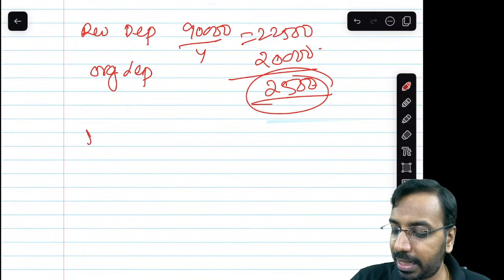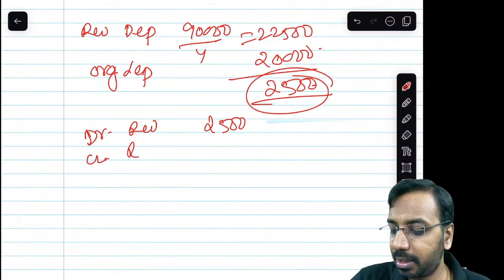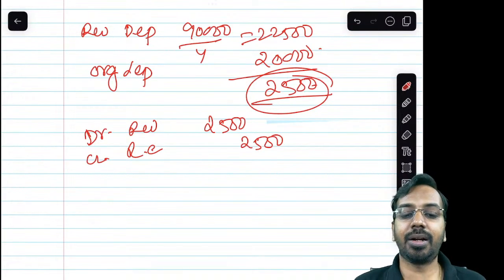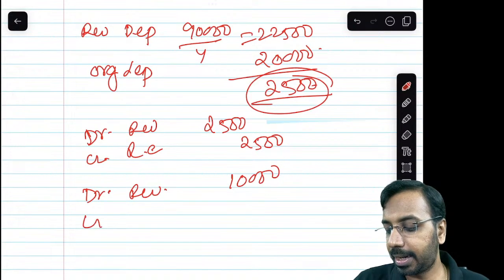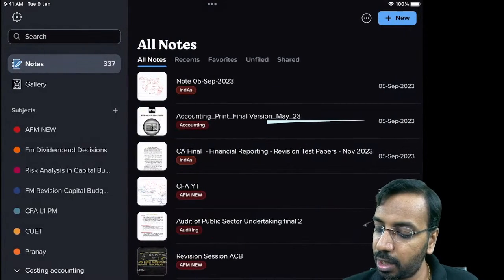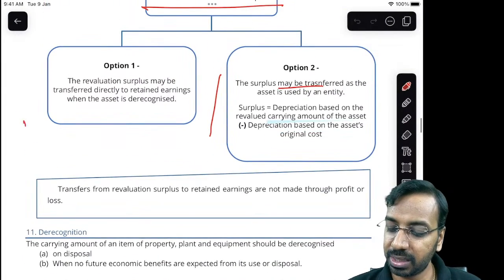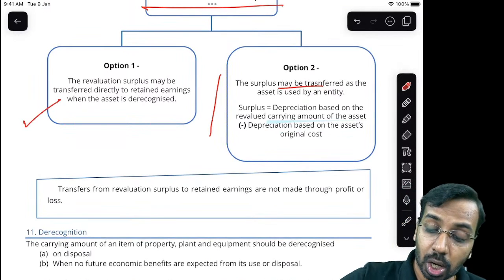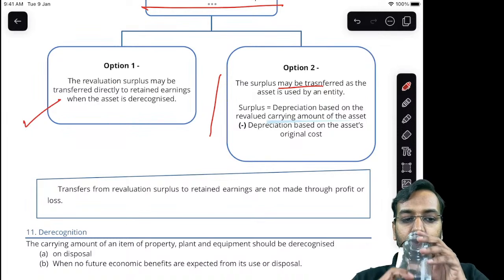Every year you can debit revaluation surplus 2,500 and credit retained earnings 2,500. Or at the end of the life of the asset, you can debit revaluation surplus 10,000, credit retained earnings 10,000. Either way can be followed. You can transfer that periodically or at the end of the period to the retained earnings. You will not take it to P&L. Please keep that in mind. You will never ever take that to P&L.